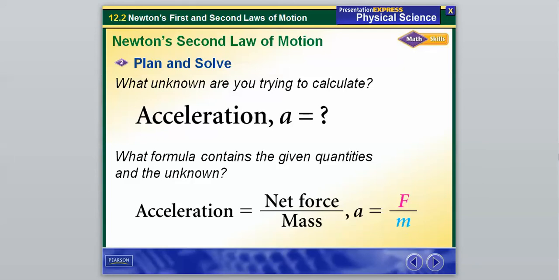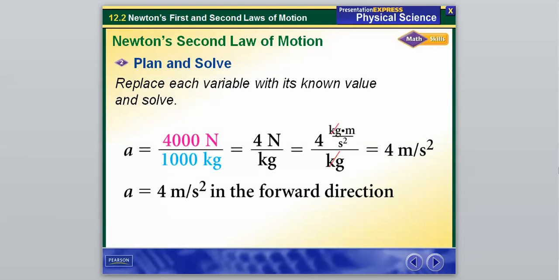Now we just plug it in: 4,000 newtons over 1,000 kilograms. We can get rid of the zeros, so it's just 4 newtons over 1 kilogram. If you remember from our first video for this chapter, a newton is equal to kilograms times meters per second squared. So the kilograms cancel out, and we get acceleration equals 4 meters per second squared. We'll go over more examples in class to make sure we understand how to cancel out those values. So the acceleration of our car is 4 meters per second squared in the forward direction, because remember, acceleration has a direction as well.